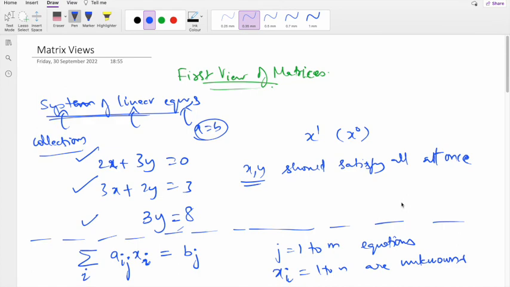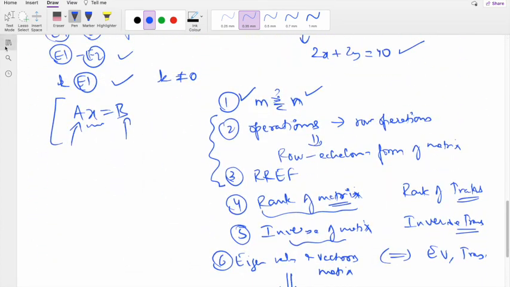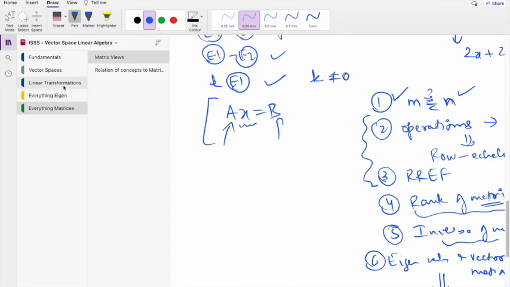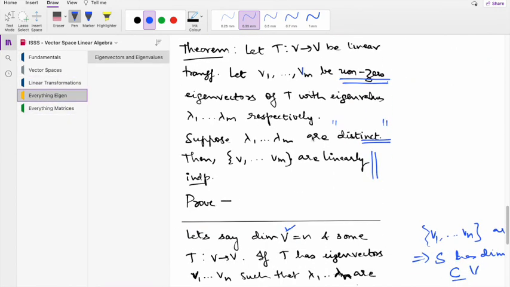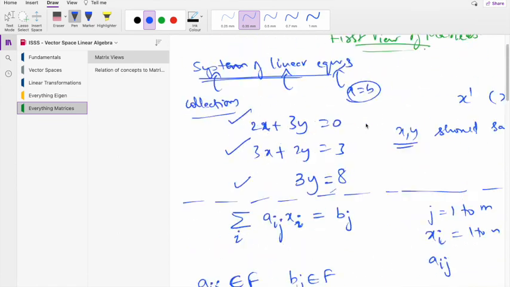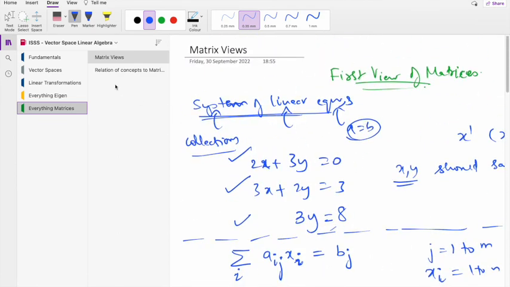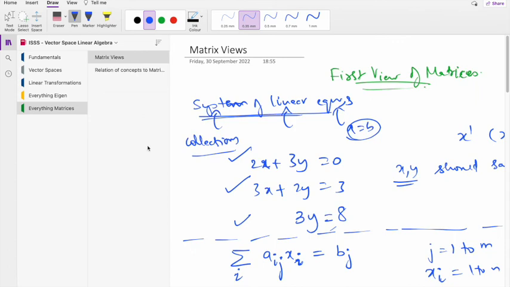We'll complete this view of these matrices one after the other, and if possible, I'll complete this eigenvalue theorem here, because this is sort of an important theorem. We'll complete this theorem, and then we'll move on to the different views of matrices, and basically their relation to whatever we have learned till now.